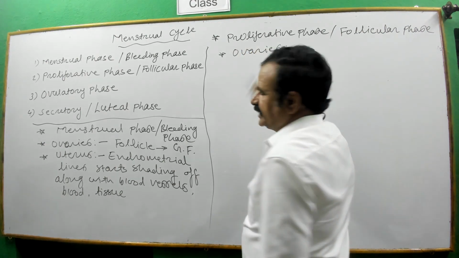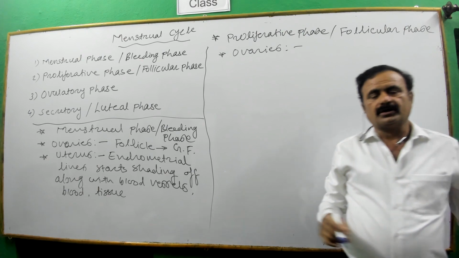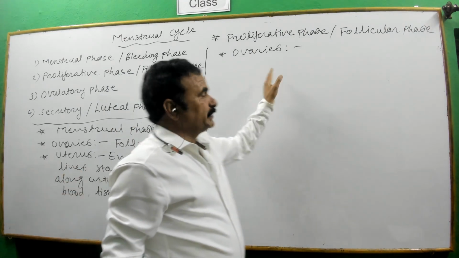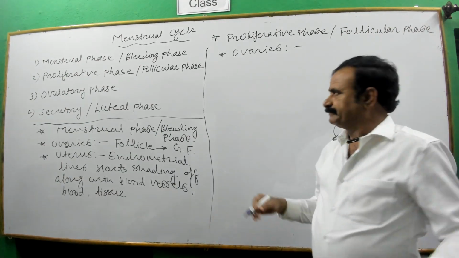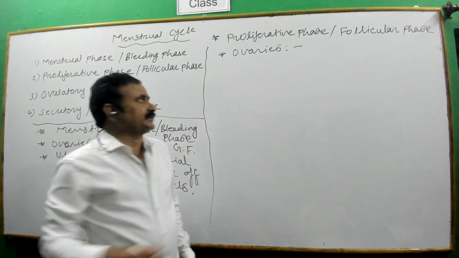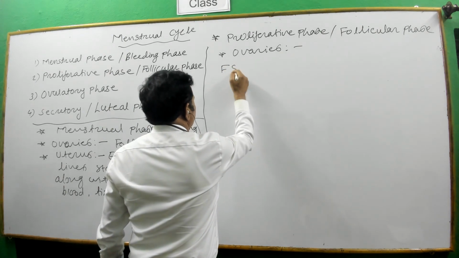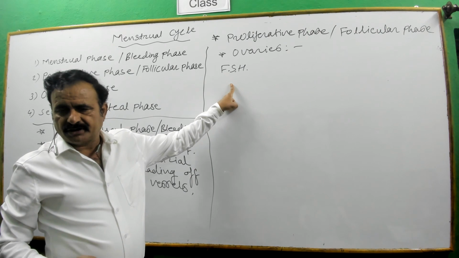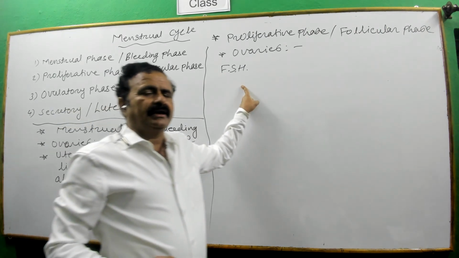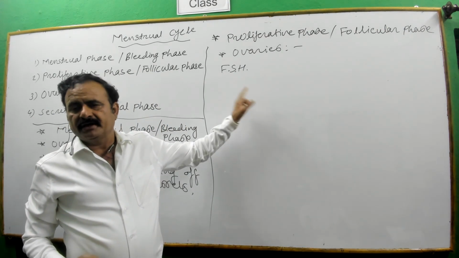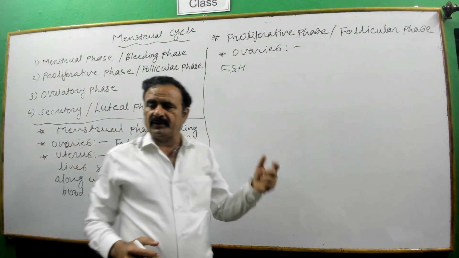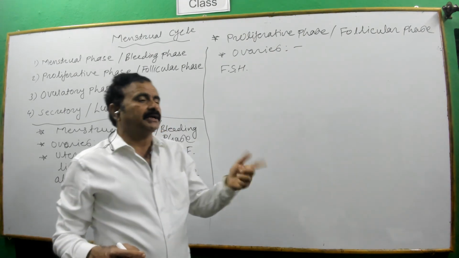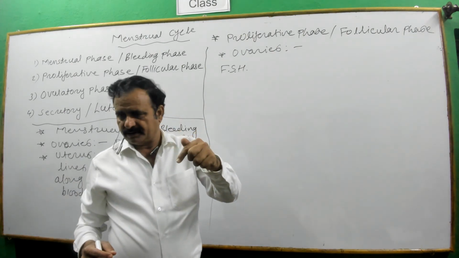There are two ovaries, right? Out of the two ovaries, any one ovary participates in this phase. Under the effect of FSH, follicle stimulating hormone, any one immature follicle starts converting into a mature follicle, that is, into a Graafian follicle. Clear?